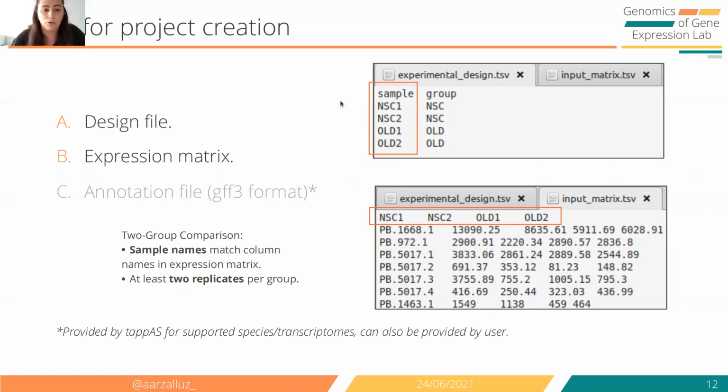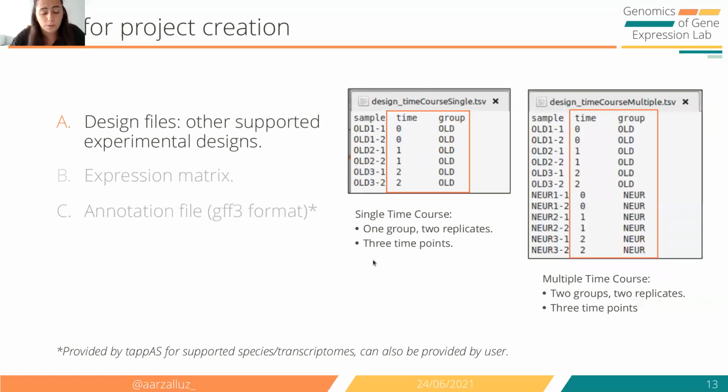However, this case in which we have 2 groups to compare is really not the only experimental design that is accepted by TappAS. Other experimental designs are single time course, containing a single experimental group, but observations across several time points. Then we need 2 replicates per time point, and multiple time course, in which we have both multiple experimental groups and multiple time points. And again, 2 replicates per time point and per group. In this case, when you have time course designs, you need to provide the time column as well between the sample and the group columns.